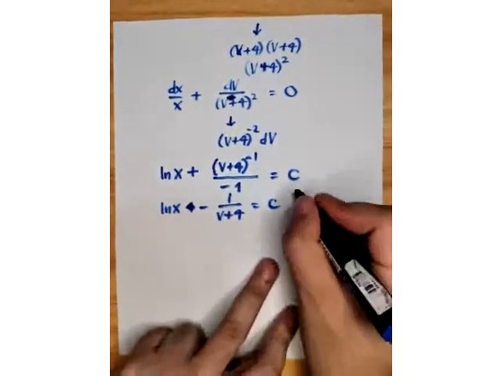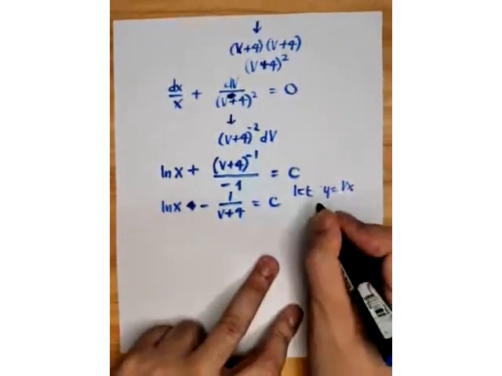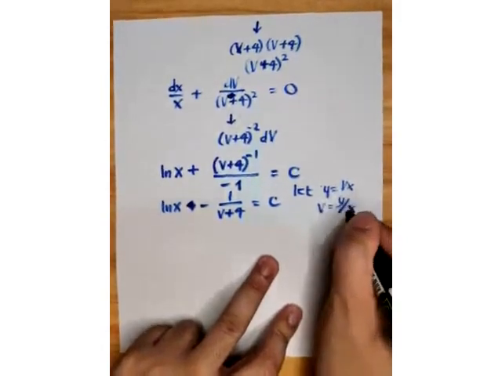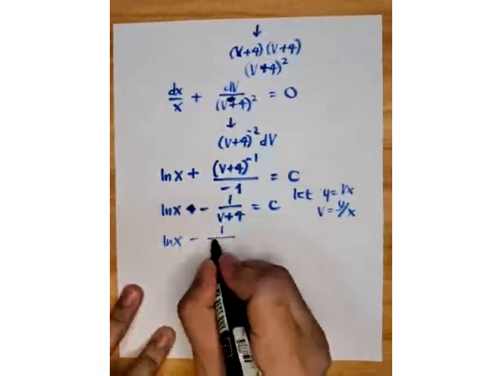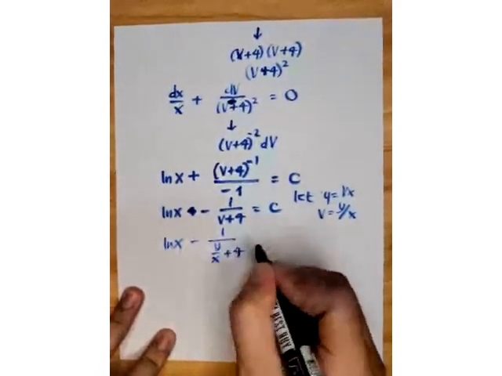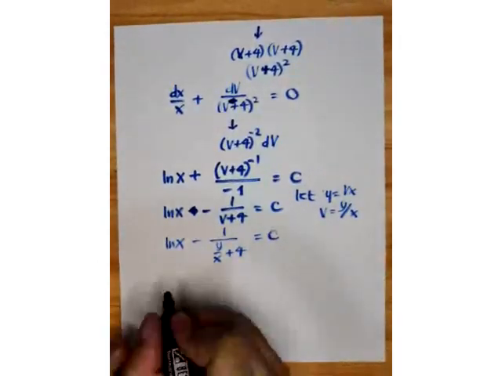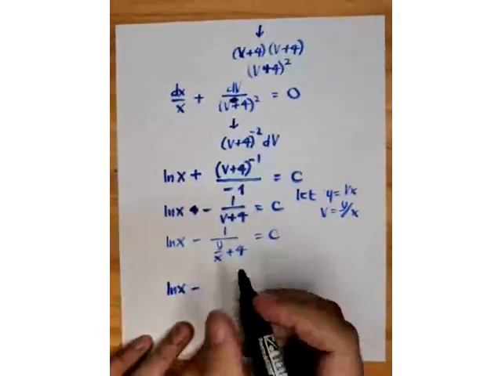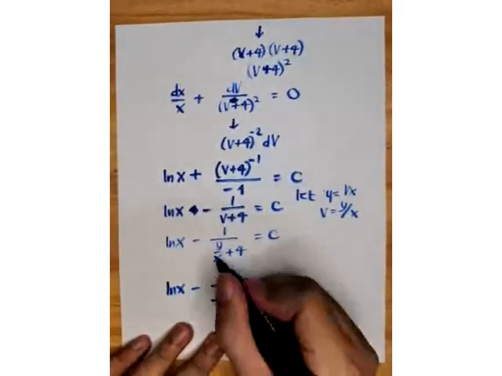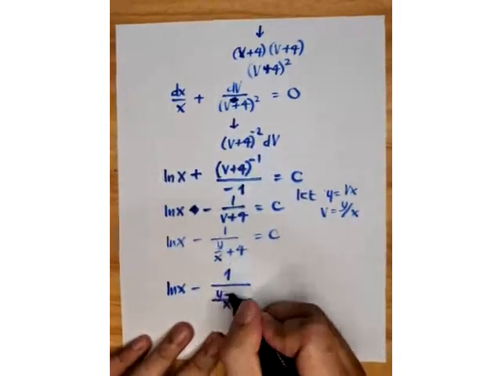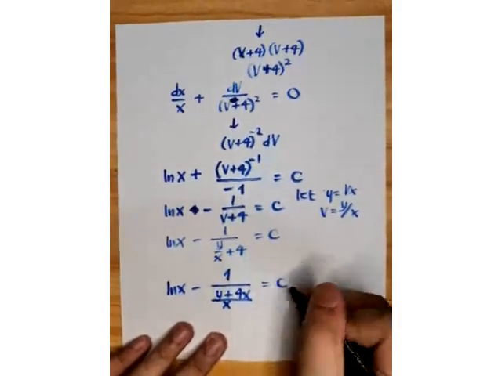Okay, but we have let y is equal to vx. So therefore, v is equal to y over x. So we'll have ln of x minus 1 over y over x plus 4 is equal to c. Okay, so let's have the LCD. So ln of x minus 1 over x divided by x times y plus x divided by 1, that's x times 4, 4x is equal to c.